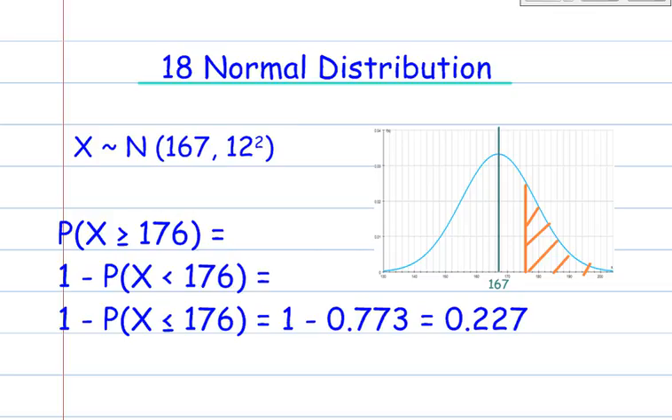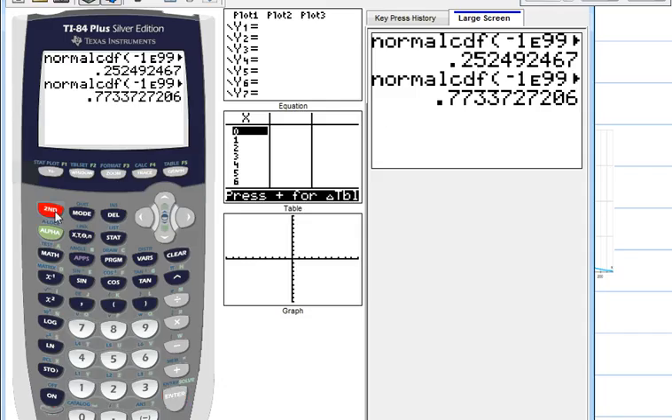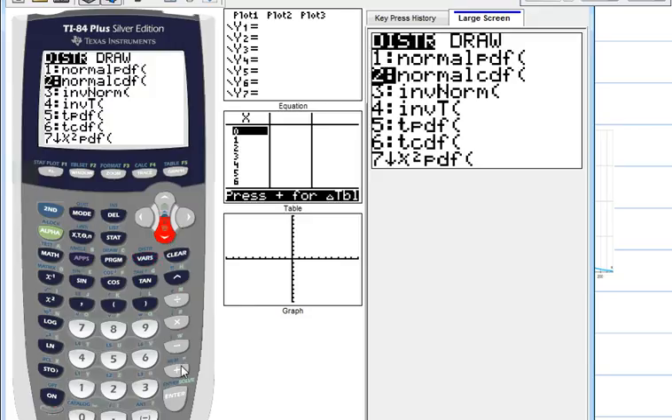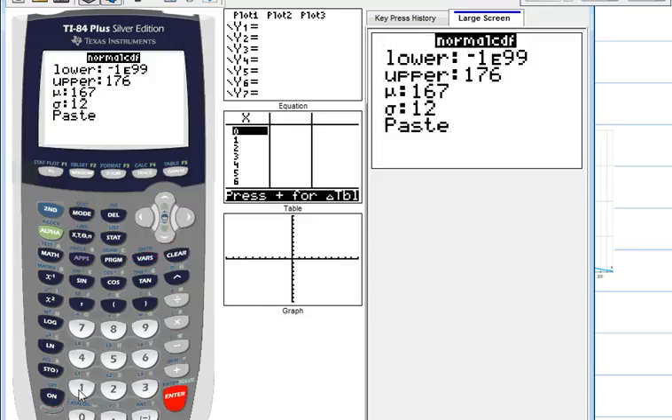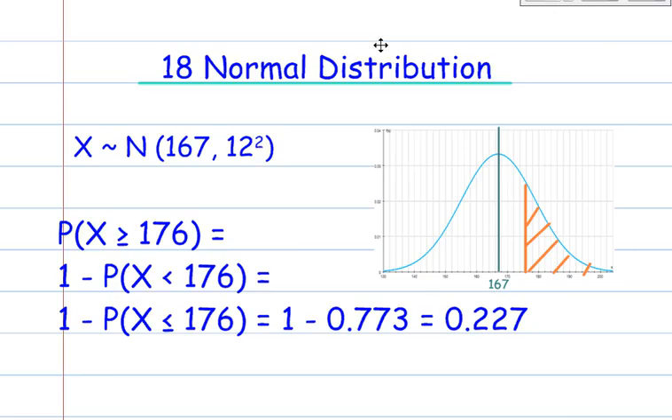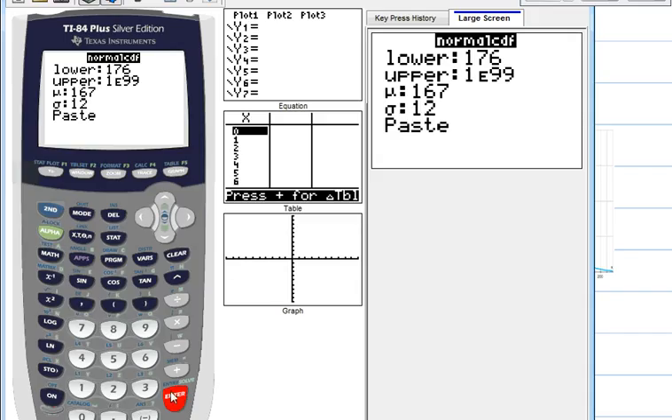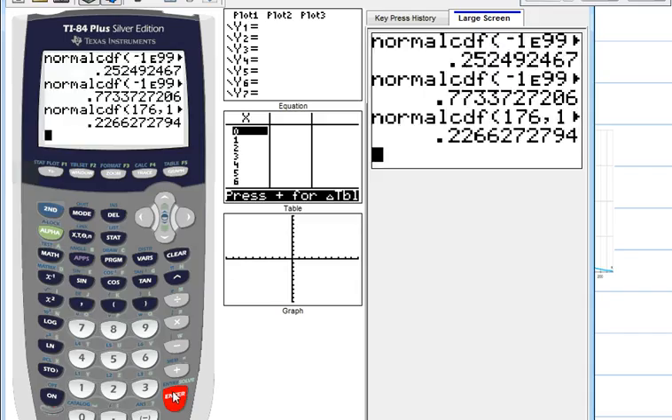So let me show you. If you go to your distribution, you can set the lower limit as being 176. And then you need to set the upper limit, which you can do by pressing the EE, with the hyphen, 99, and then press enter. So instead of me going from the line down to minus infinity, I go from the line up to infinity. And this gives me the answer directly.